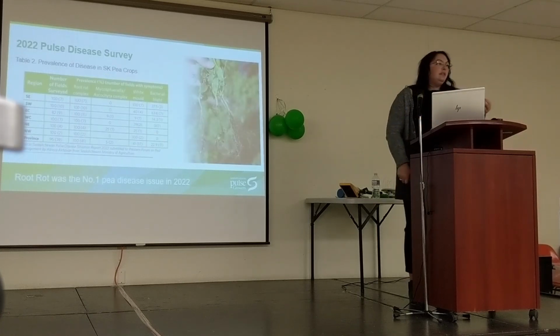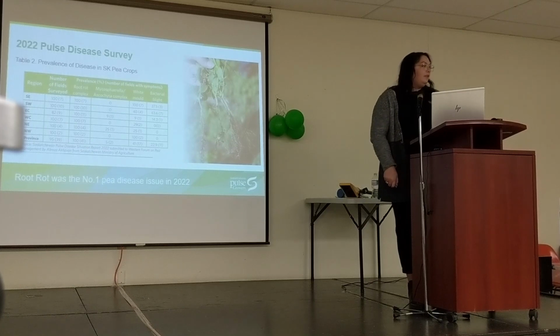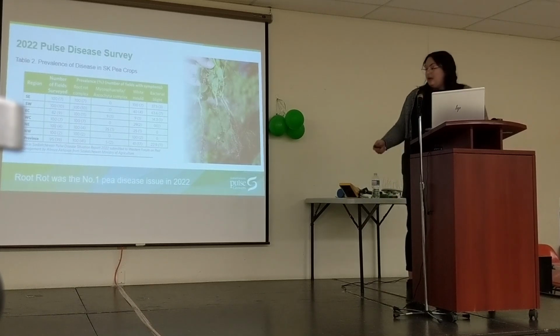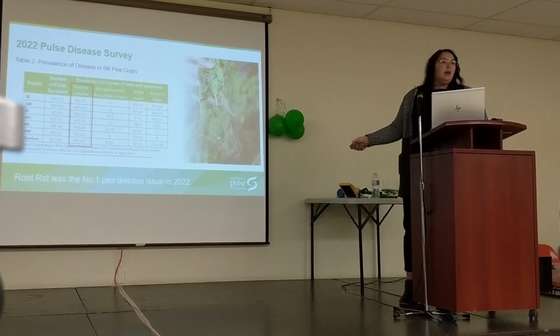Shifting gears to prevalence of disease in pea crops, again, the number of fields that tested positive. Root rot complex, 100% across the board. Every field, every growing region, 100% of our fields had root rot complex.